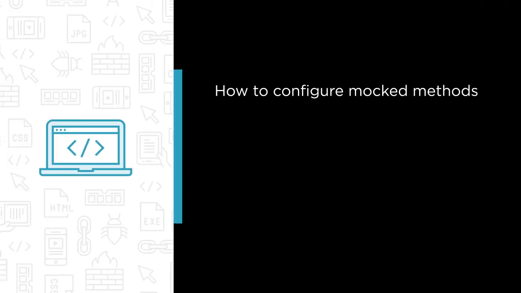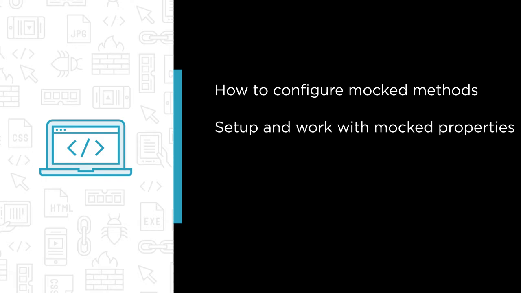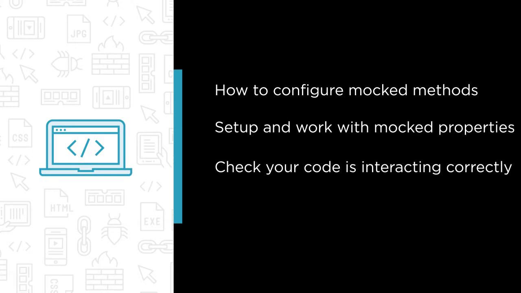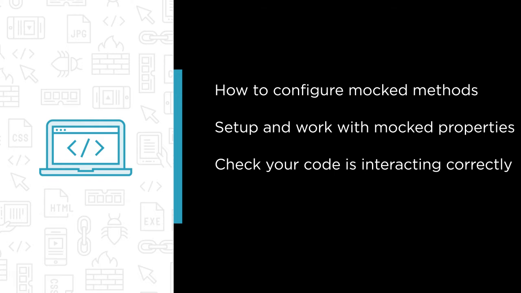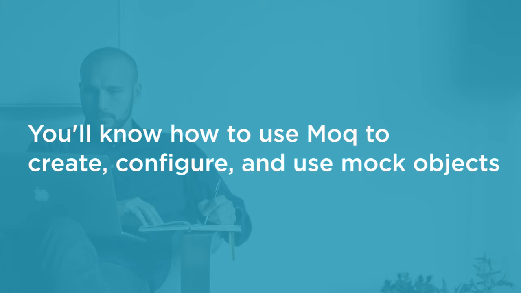Some of the major topics that we'll cover include how to configure mocked methods to return specific values, how to set up and work with mocked properties, how to check your code is interacting correctly with its dependencies, and some more advanced techniques such as throwing events and throwing exceptions from mock objects. By the end of this course, you'll know how to use MockU to create, configure and use mock objects to isolate parts of your codebase for testing.